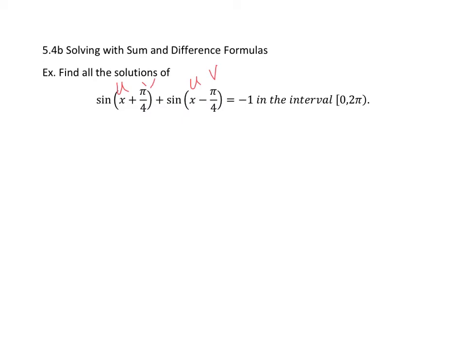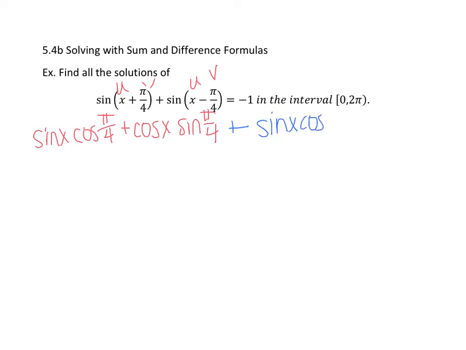So this one is the u plus v, so this becomes sine of x cosine pi over 4 plus cosine x sine pi over 4. That's the first half. Plus, now my subtraction formula, sine x cosine pi over 4 minus cosine x sine pi over 4.